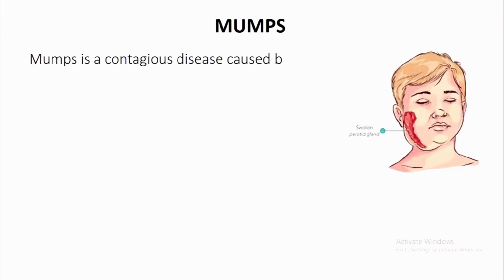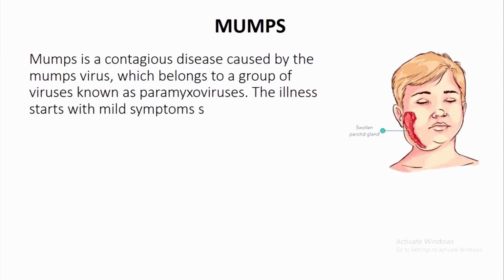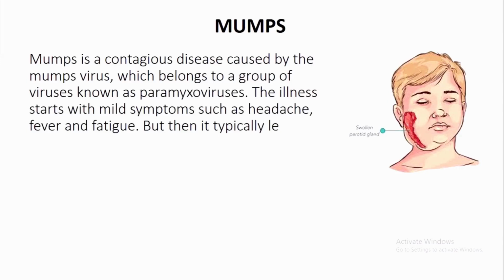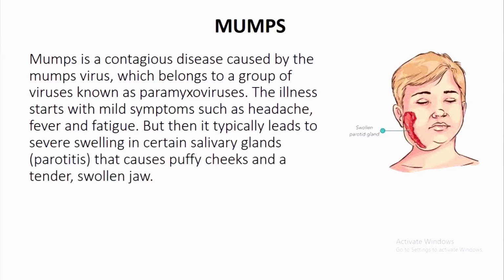Mumps is a contagious disease caused by the mumps virus, which belongs to a group of viruses known as paramyxoviruses. The illness starts with mild symptoms such as headache, fever, and fatigue. But then it typically leads to severe swelling in certain salivary glands, parotitis, that causes puffy cheeks and a tender, swollen jaw.